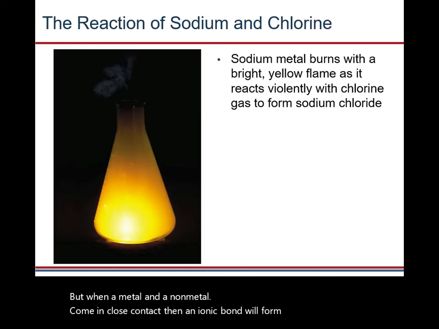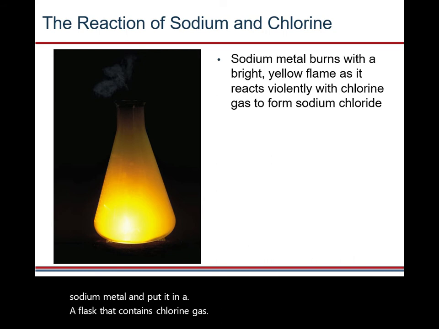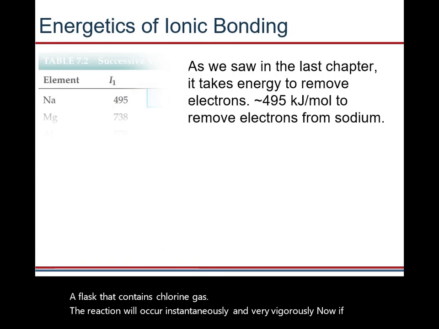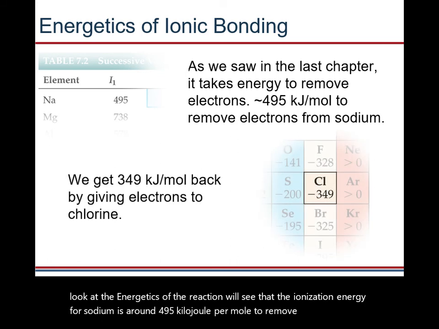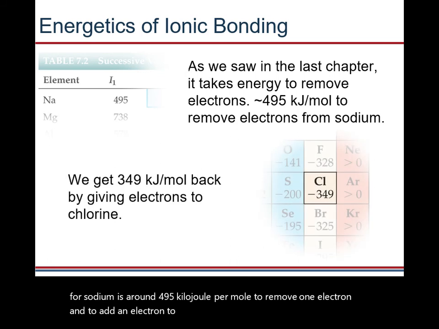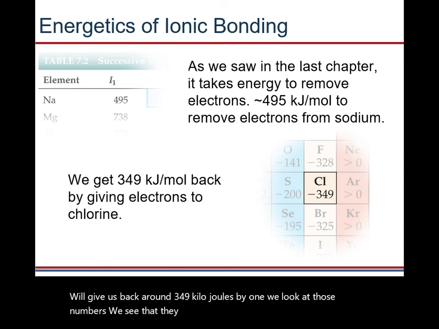So let's take a look, for example, at the formation of sodium chloride. If we take a piece of sodium metal and put it in a flask that contains chlorine gas, the reaction will occur instantaneously and very vigorously. Now, if we look at the energetics of the reaction, we'll see that the ionization energy for sodium is around 495 kilojoules per mole to remove one electron, and adding an electron to a chlorine atom will give us back around 349 kilojoules. But when we look at those numbers, we see that they actually don't add up.